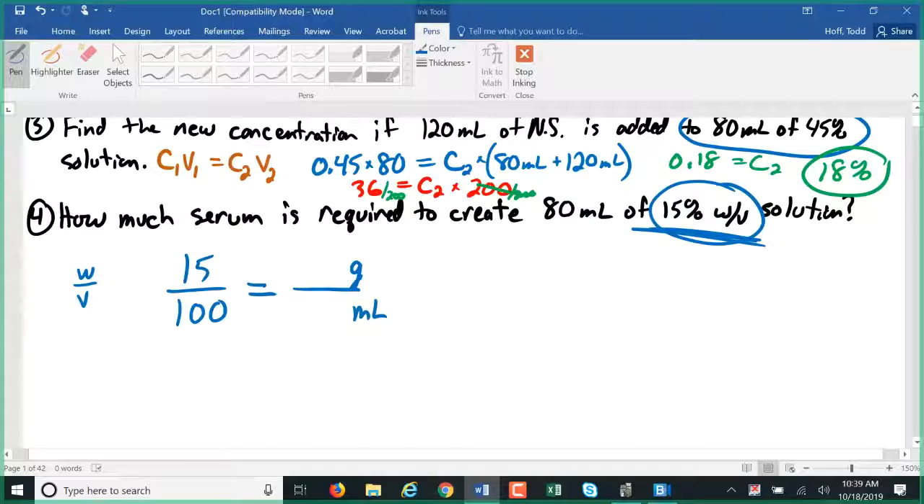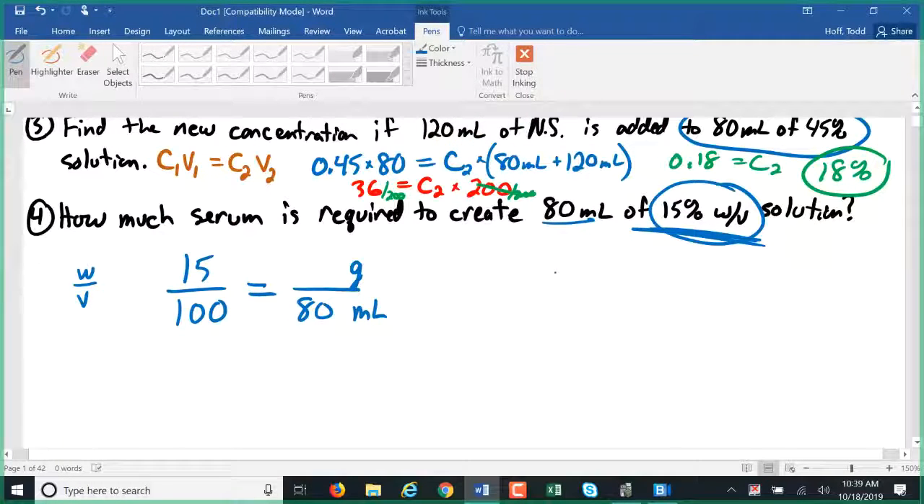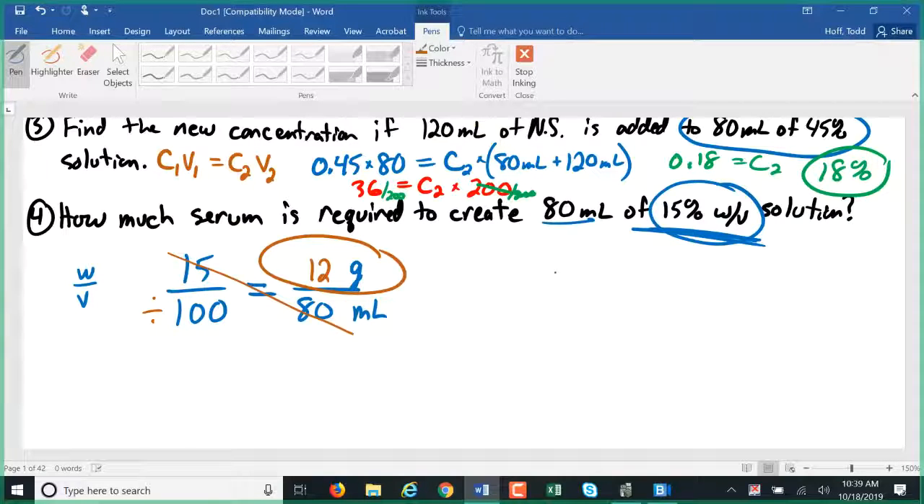We're comparing grams to milliliters. So we do have 80 milliliters, we need to find how many grams. 15 times 80 divided by 100. It's 12 grams. So it requires 12 grams of serum to create the 80 milliliters of a 15% weight and volume solution. Any questions there?